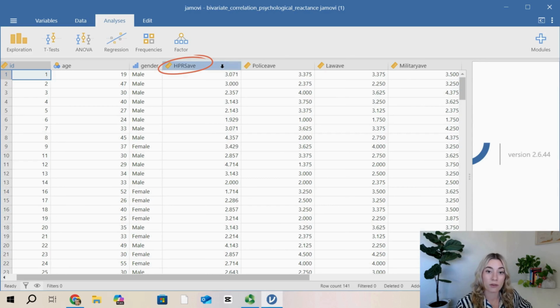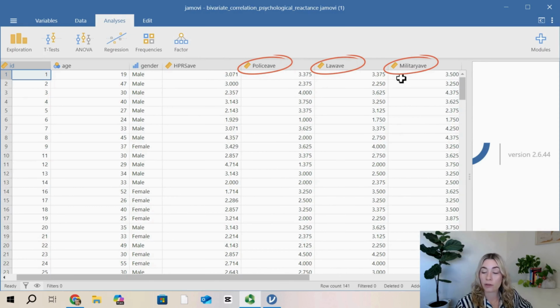This variable is from the Hong Trait Psychological Reactance Scale, and this concept refers to a dislike or a disdain for rules or regulations that are thought to limit or threaten personal freedoms. Higher scores on the scale indicate greater psychological reactance. The remaining 3 variables here are subscales on the general attitudes towards institutional authority scale, and this scale assesses support or attitudes towards police, law, and military respectively, and higher scores indicate greater support.